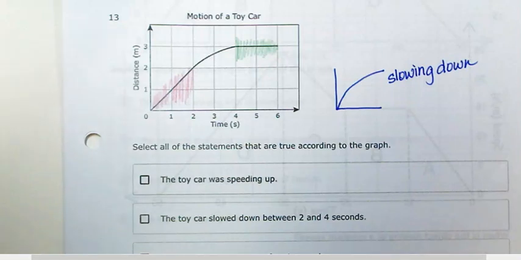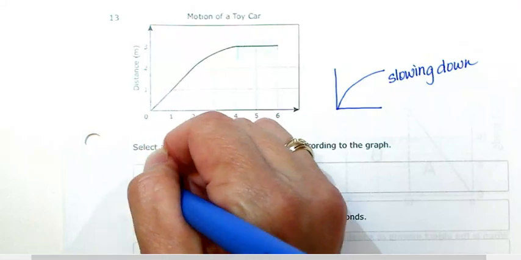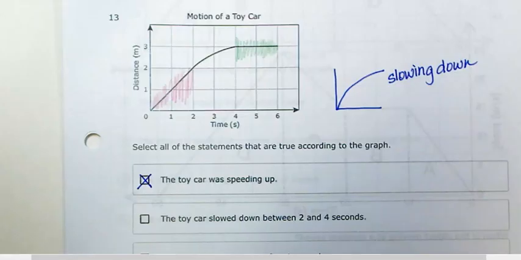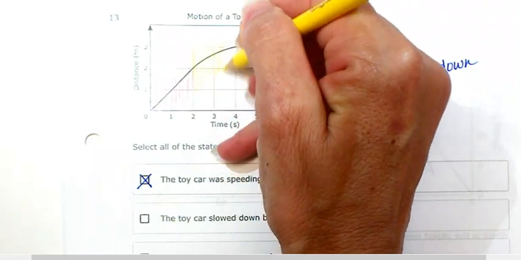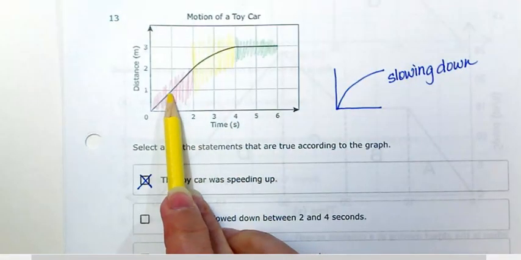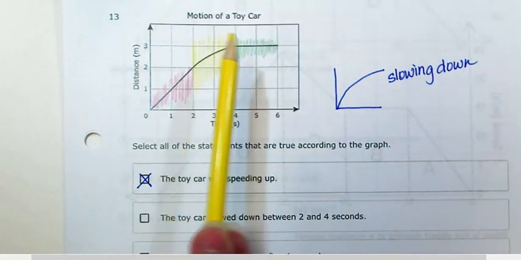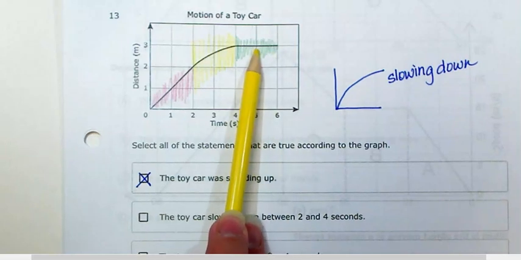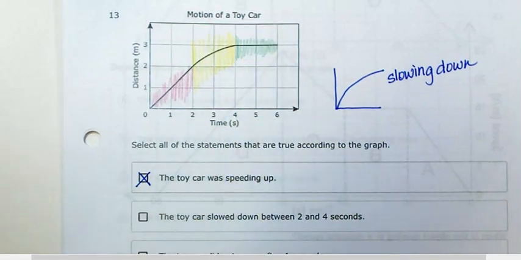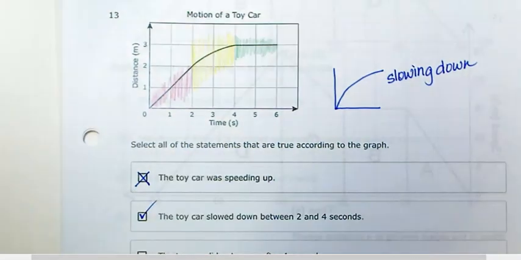All right, select all of the statements that are true according to the graph. The toy car was speeding up. No, the toy car, if doing anything, was slowing down. The toy car slowed down between 2 and 4 seconds. Well, I think that's accurate because that's the curved part of the graph right through here. Okay, it was moving at a constant velocity in the red part, slowing down in the yellow, and in the green part, wasn't moving at all. So the toy car slowed down between 2 and 4 seconds. Yes, I would say that that's true.